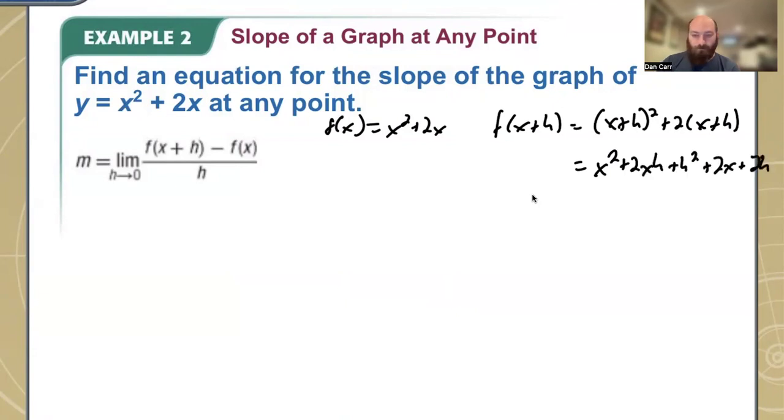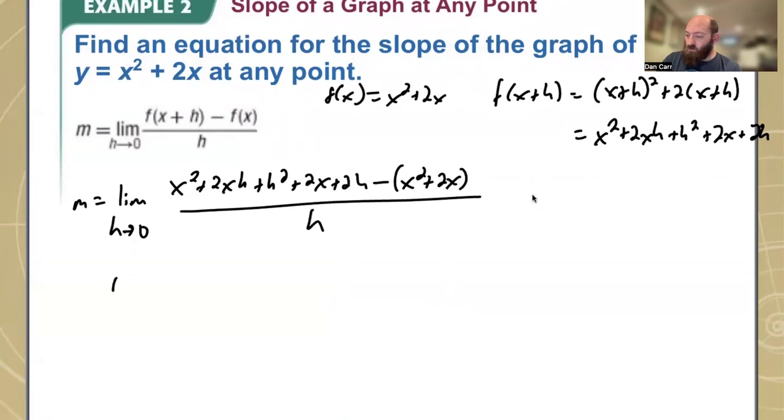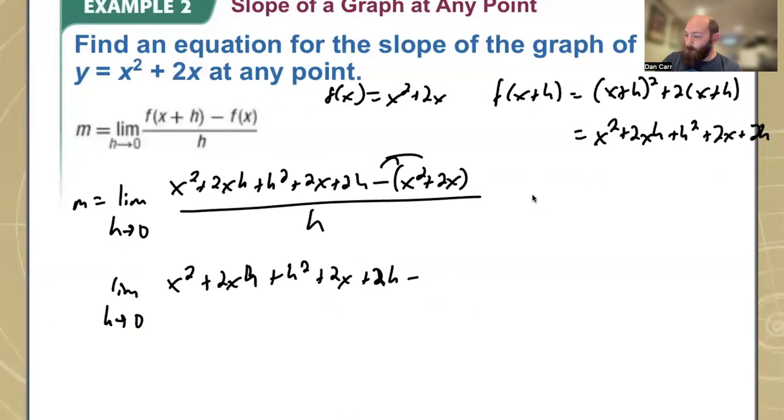2x plus 2h. Okay, so now the slope, which is the limit as h approaches 0 of f of x plus h, which is x squared plus 2xh plus h squared plus 2x plus 2h, minus x squared plus 2x, all over h. Okay, so keep going, bring the negative signs through. So the limit as h approaches 0 will be x squared plus 2xh plus h squared plus 2x plus 2h minus x squared minus 2x, all over h.